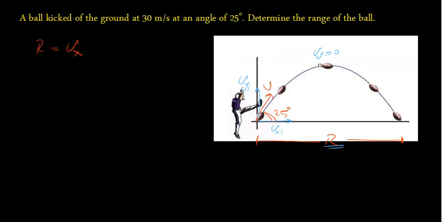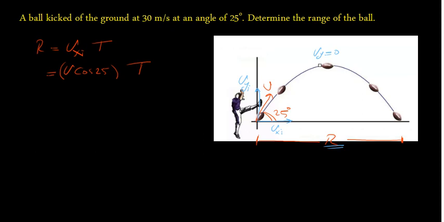Now, to calculate the range, we need the range to equal the Vx initial, the full component, multiplied by the total time in air. So the whole time for the travel to reach the maximum height and come back again to the ground. The Vx, or the initial x component of the velocity, is easy to find. It's V cosine 25 degrees. That will be the velocity on the horizontal. However, the total time for this ball to be traveling in air, we don't know. We need to calculate it.